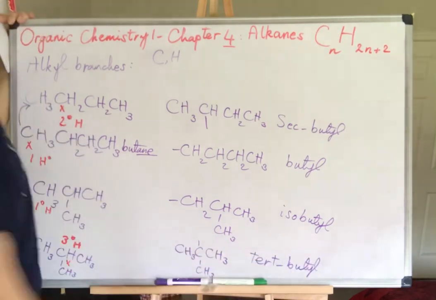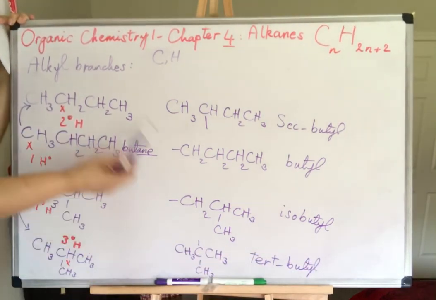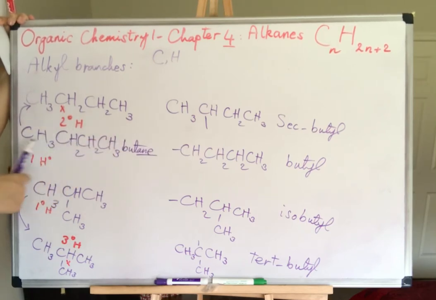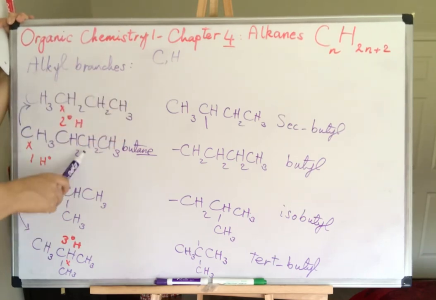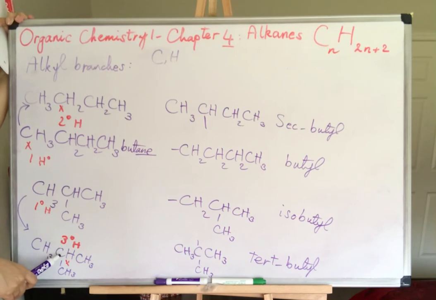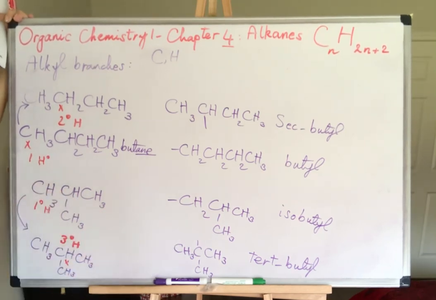So they are all derived from butyl. If it's just a straight from one of the terminal hydrogens, which are primary hydrogens, it's simply called butyl. If it's removed from a secondary hydrogen, it's called a sec-butyl. If one of the carbons forms a branch and we still remove a primary hydrogen, we call it isobutyl. And if we remove the tertiary hydrogen, we call it tert butyl.